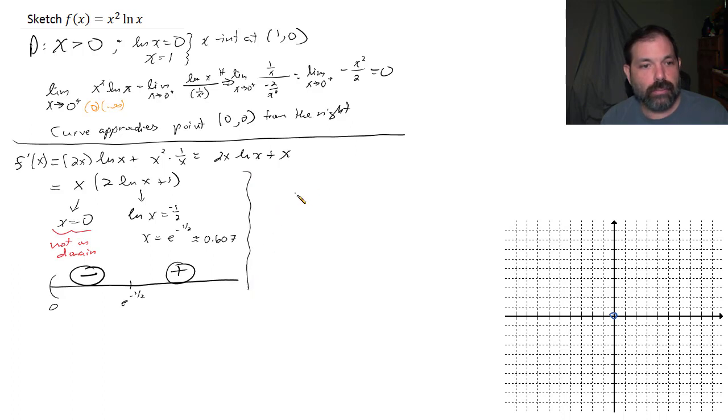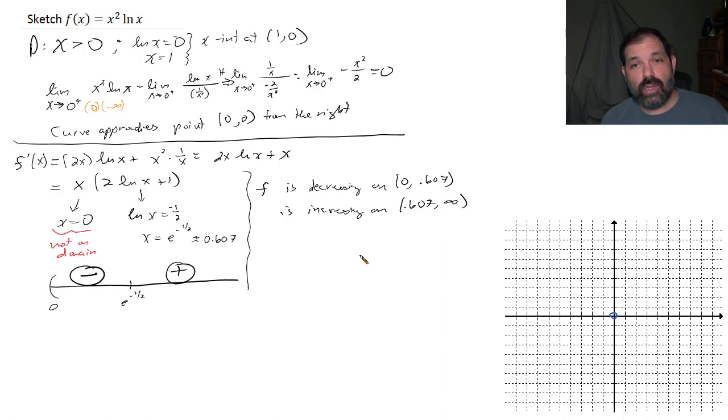So taking that together, we would then have that the function f is decreasing on 0 to 0.607, and f is increasing on 0.607 to infinity. And since the function is decreasing and then increasing, we know that f has a minimum.